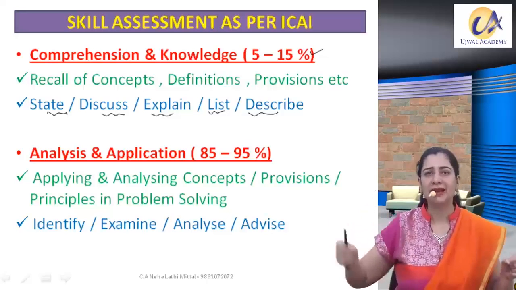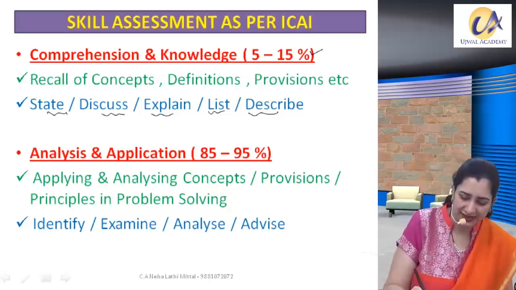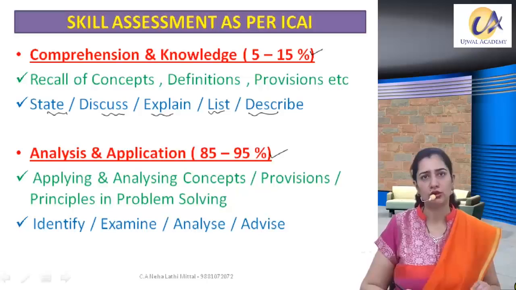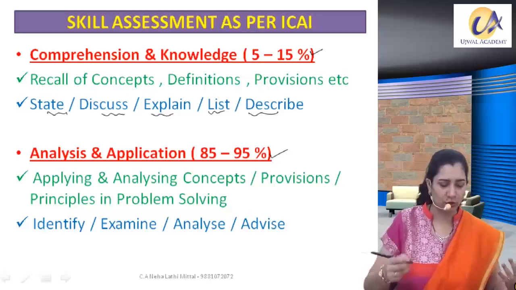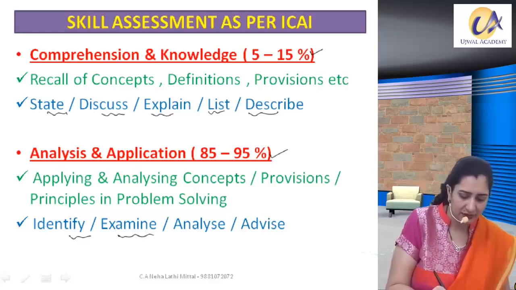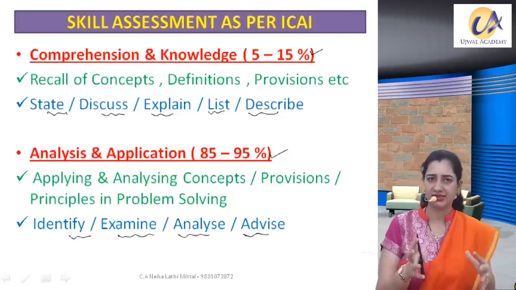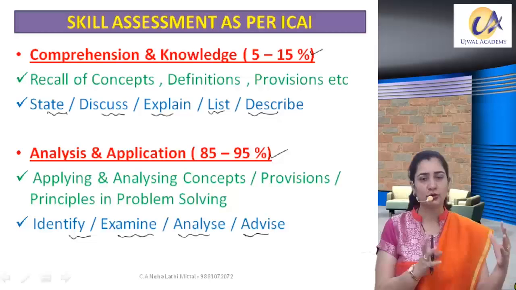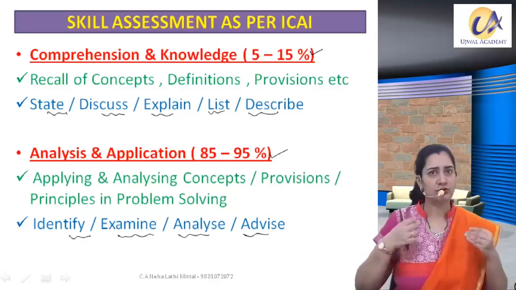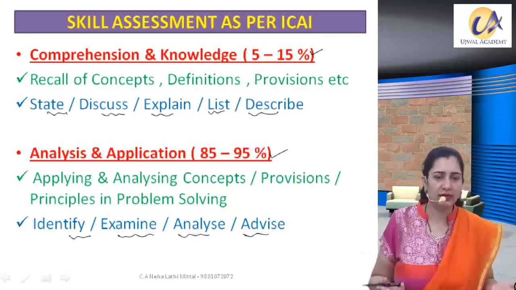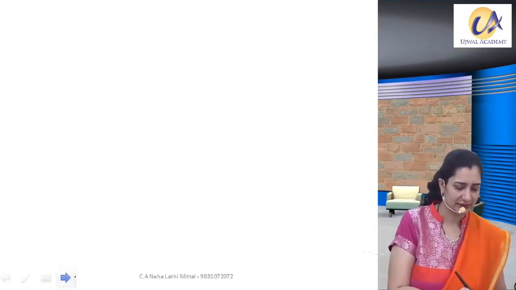Okay, and the second part, the major chunk, the questions are all practical. You have to make balance sheet, you have to do accounting entries. That part is analysis and application, which is 85 to 95% of your paper. Okay, so there you have to calculate, make balance sheet and all those things, identify, examine and analyze, advise, those kind of things which they are going to ask you. So what I'm trying to say is the practical questions are going to be 85 to 95%, which is very good for me because more practical means obviously more scoring. Okay, like that. So I hope this is clear.